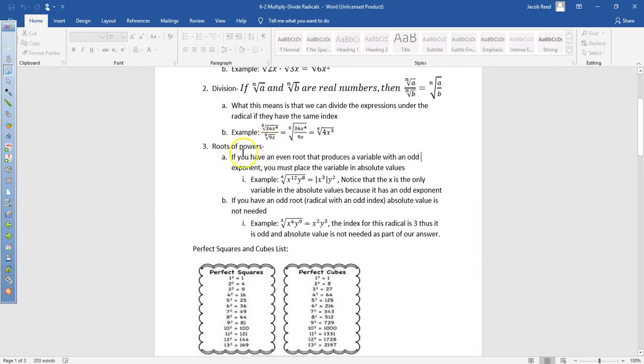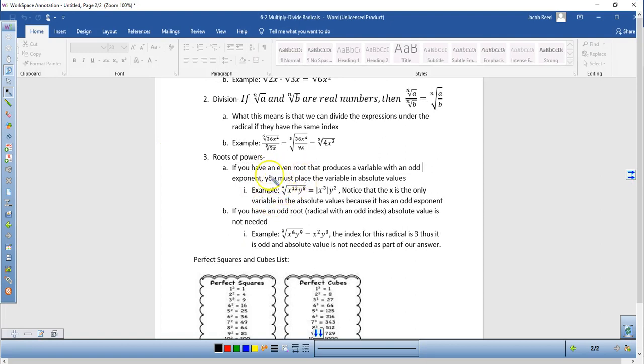All right, roots of powers. If you have an even root that produces a variable with an odd exponent, you must place the variable in absolute values. When we're talking about this, we're talking about even roots. An even root is the same thing as saying an even index. So in this case, we're looking right here at an even root or an even index. If that is the case, then we're looking to see if we need to apply absolute values.